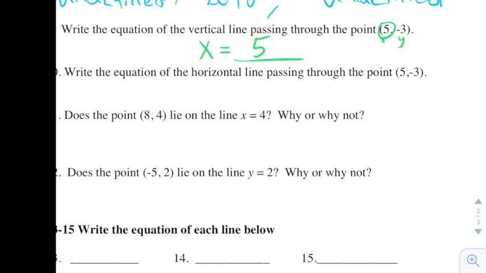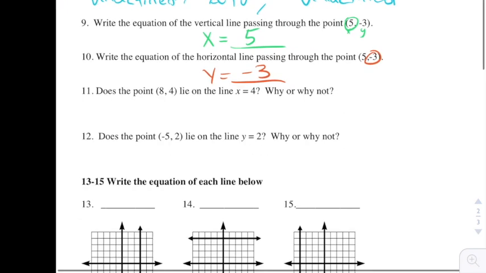Next one asks us to write a horizontal line. Well, horizontal lines are all y equals. So this is y equals. If you want to know what y is, look at the ordered pair. Negative 3. That's it. That's the equation. You don't need fancy mx plus b type equations here. It's just x equals for vertical and y equals for horizontal.